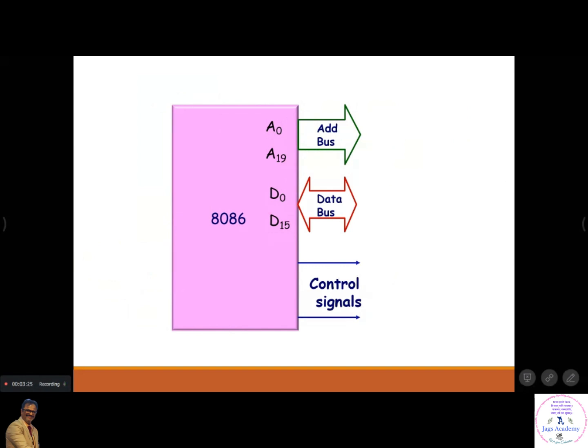You all know that the 8086 microprocessor has 20 address lines and 16 data lines, and all remaining signals are control signals. This is already known to you. We have already explained this to you.